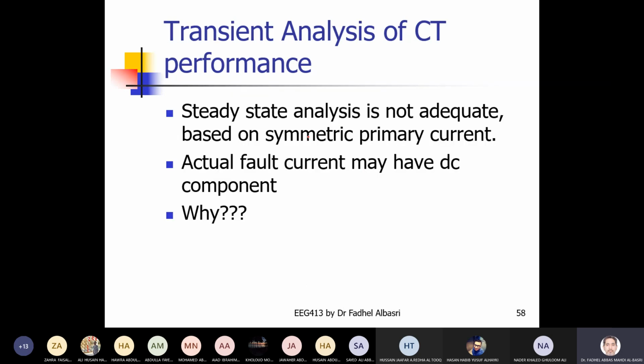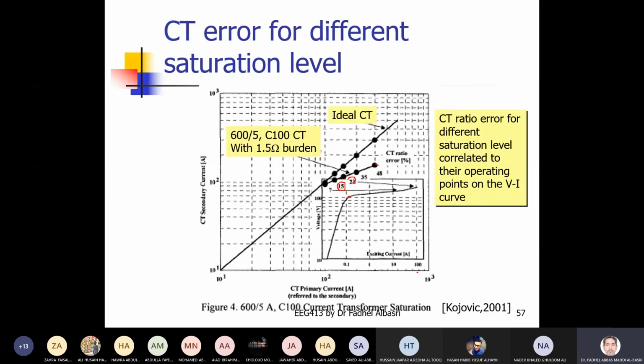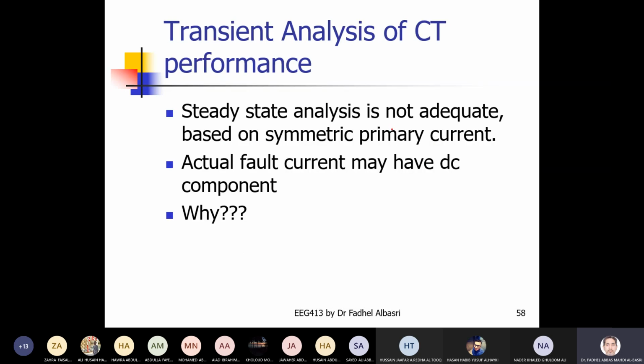So how then do we analyze? We want to see how we check not just the effect of the steady state fault current, but also I want to find the DC effects. Where do the DC effects come from? The DC components in the faults.